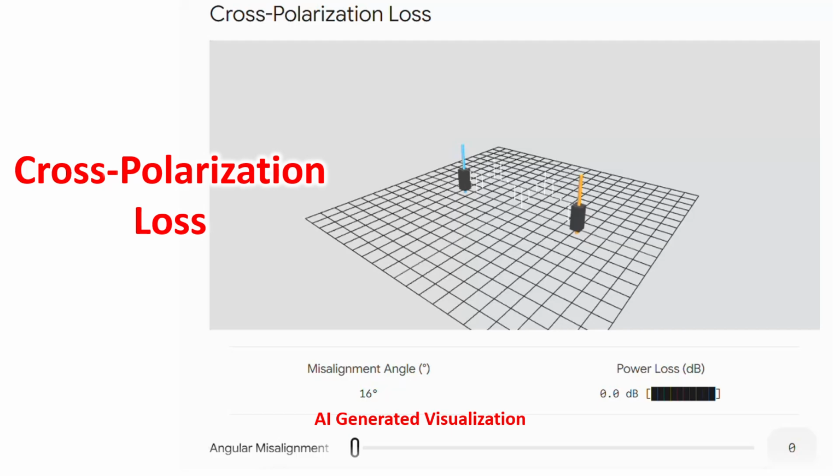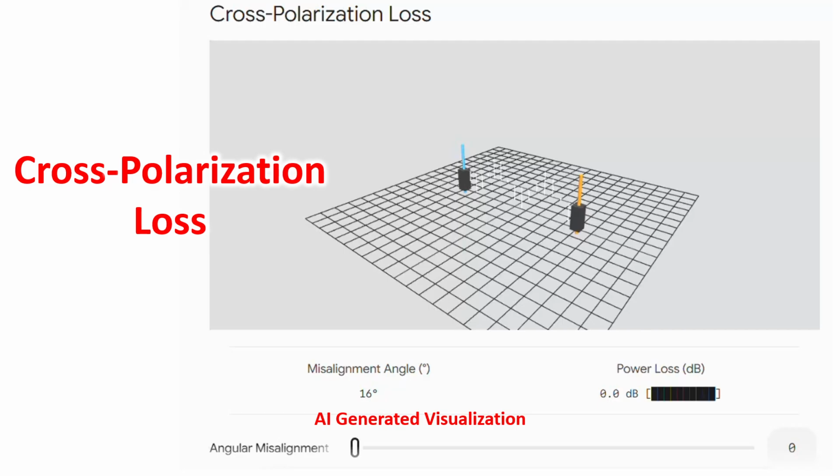Cross polarization loss. For line of sight communications, the transmitting and receiving antennas must have matching polarization. If you try to receive a vertically polarized signal with a horizontally polarized antenna or vice versa, the theoretical signal loss is infinite. In the real world, due to scattering and reflection, this cross polarization loss is typically around 20 to 30 dB. That is enough to make a perfectly readable signal completely disappear into the noise floor.